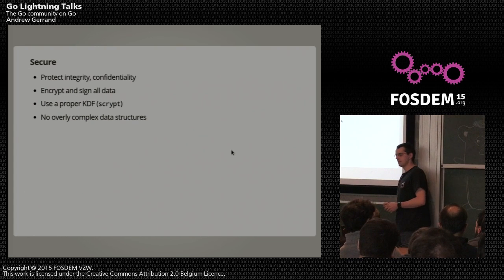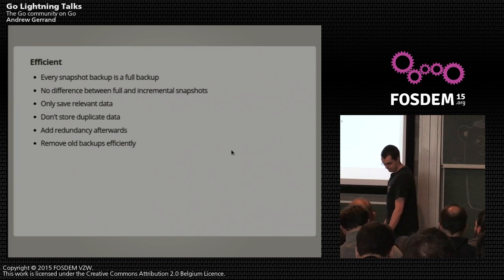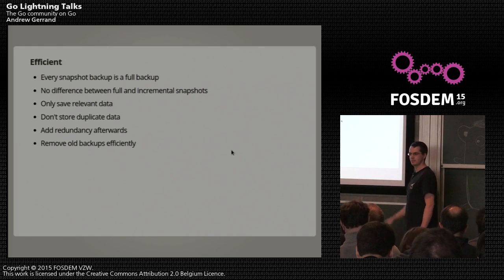And I would like to not have any overly complex data structures, because in the disaster case, when I need to restore something and there is a bug in a program, I would like to be able to get my files out of there without the original program. So it should be as simple as possible. And it should be efficient. In this case, there are some features that I implemented with Restic.